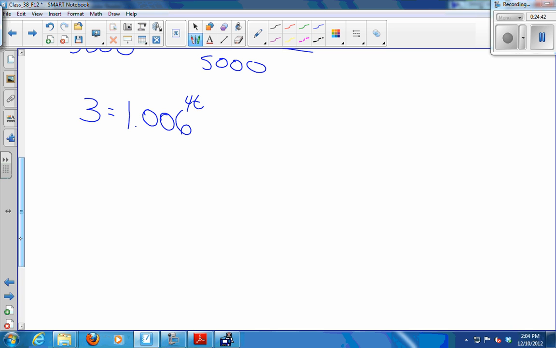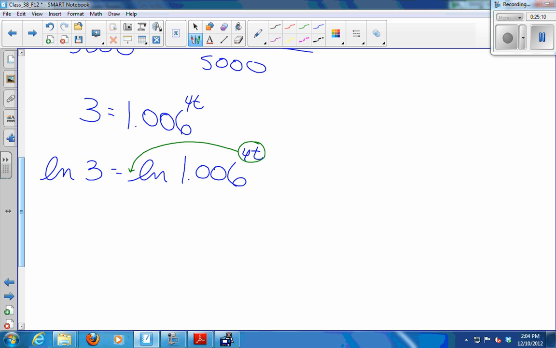Now I have a number to a power with a variable equals another number. My go-to tool here should be ln. And the reason that's my go-to tool is because it can get variables out of exponents. It can allow me to take the 4t that's in my exponent, bring it down in front of the ln. It's one of the properties that we learned last class. So I have the ln of 3 equals 4t times the ln of 1.006.